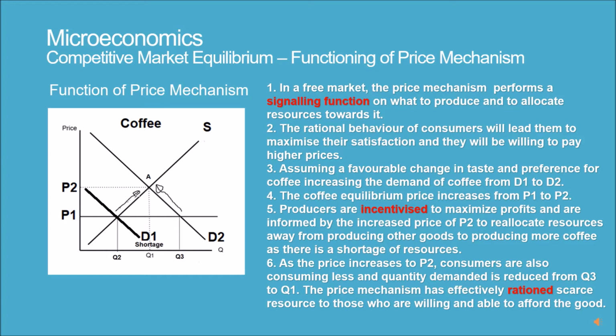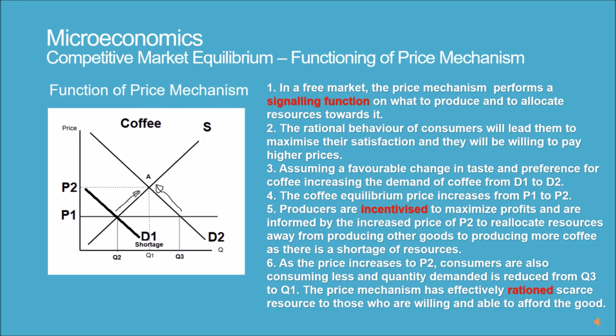towards it. 2. The rational behavior of consumers will lead them to maximize their satisfaction and they will be willing to pay higher prices. 3. Assuming a favorable change in taste and preference for coffee, increasing the demand of coffee from D1 to D2. 4. The coffee equilibrium price increases from P1 to P2.